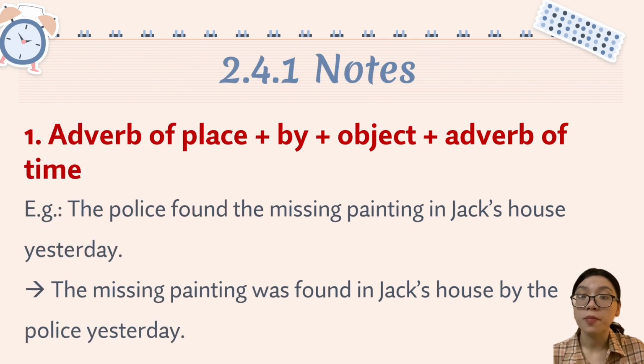Well, when doing exercises about passive voice, we need you to remember some notes. First, the position of adverb of place and adverb of time when we change to passive. We will place them in the order adverb of place plus by plus object plus adverb of time. And here is the example. We can see that Jack's house is a place, police is the object, and yesterday is an adverb of time. So we just need to follow the order of the structure. And here we have the sentence: The missing painting was found in Jack's house by the police yesterday.